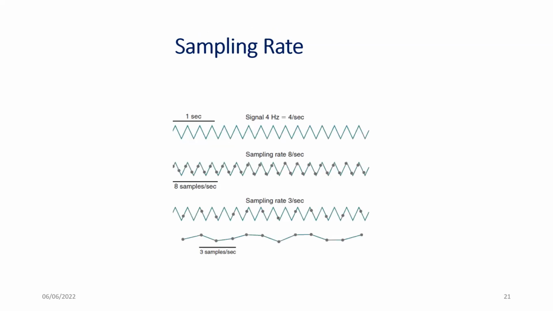If you see, for example, this is the waveform. This is basically 1 second. You have a total signal of 4 hertz. It is 4 seconds. So this total is 4 seconds, and you see a sampling rate of 8 samples per second, and a sampling rate of 3 samples per second. If we are taking 3 samples in 1 second, the waveform will be like this. You see, you are getting a distorted waveform as compared to a sampling rate of 8 samples per second, which is much better as compared to 3 samples per second.